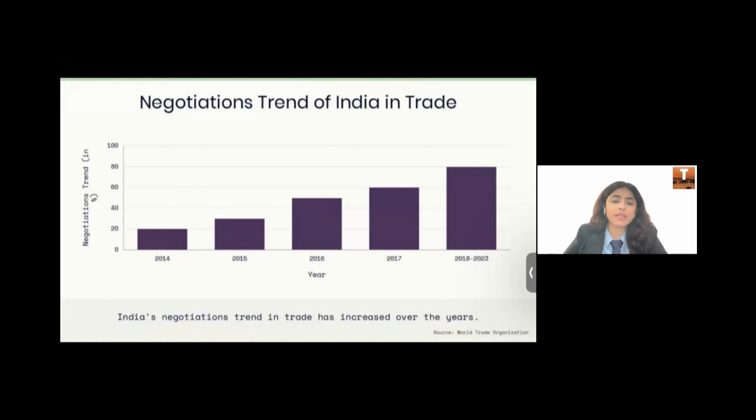So through this period, India has continued to actively engage in trade negotiations, pursuing its economic interests, protecting domestic industries, and striving for a fair and balanced global trading system.